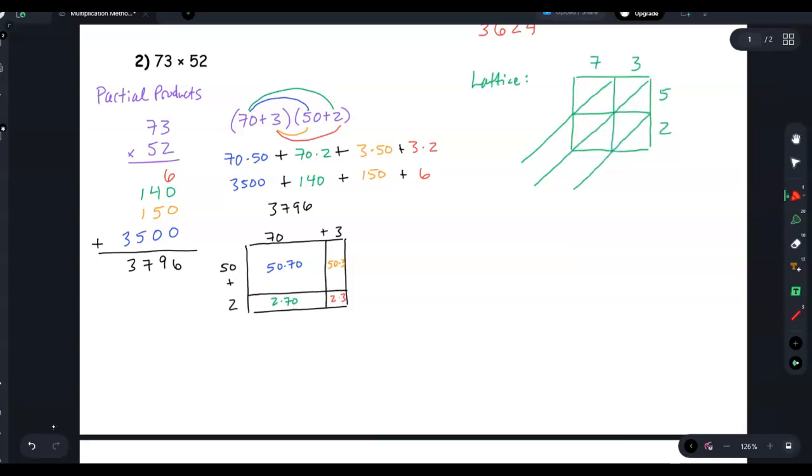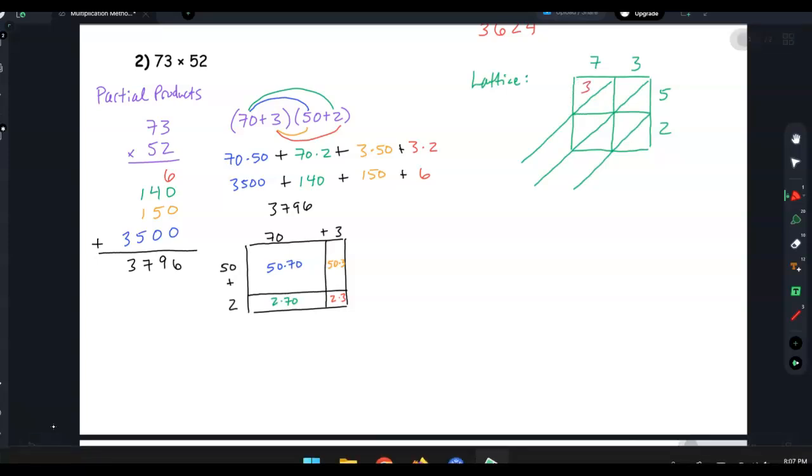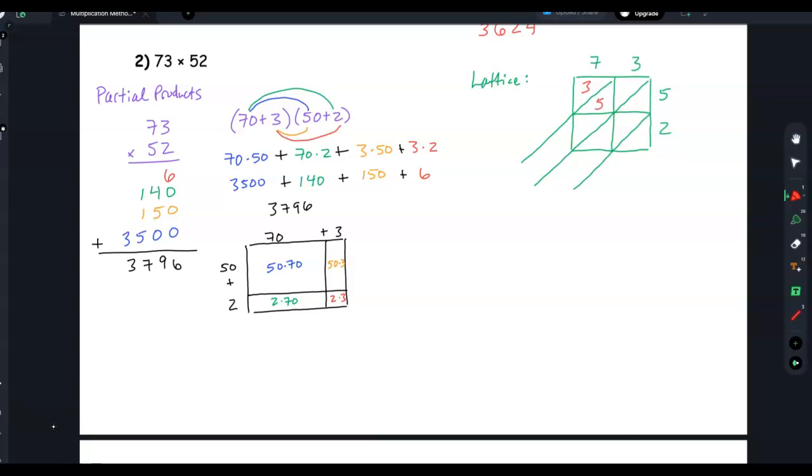So then I'm going to go through and do my multiplication. For this box, it's going to be 7 times 5, which is 35. The top right box is going to be 3 times 5, which is 15. The bottom left is going to be 7 times 2, which is 14. And the bottom right is going to be 3 times 2, which is 6. And I'll enter that in as 0, 6.